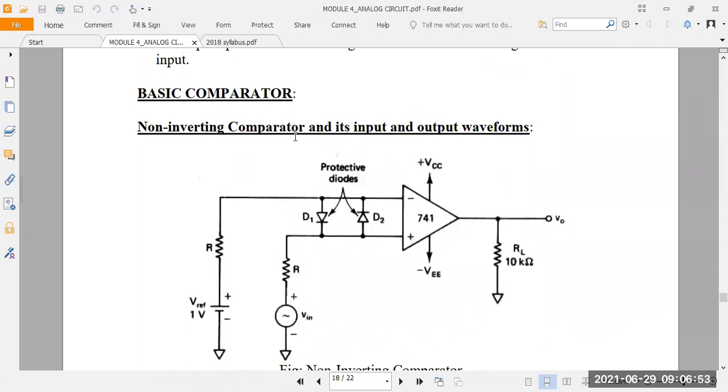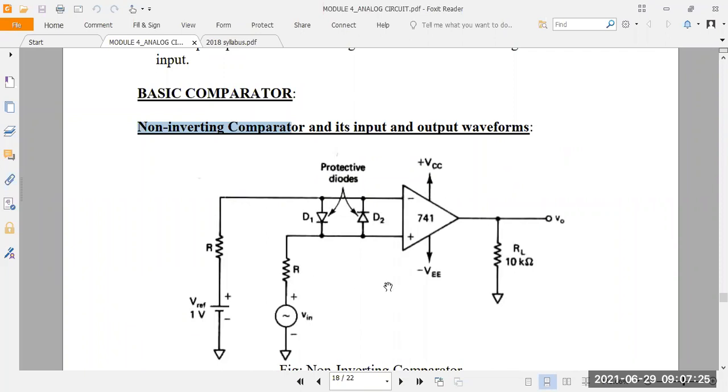Non-inverting comparator means the input is connected to the non-inverting terminal. What is the non-inverting terminal here? This one, the positive. The positive is the non-inverting terminal. The negative is the inverting terminal. So connect the AC source to the non-inverting terminal using the limiting resistance, that is the input resistance.